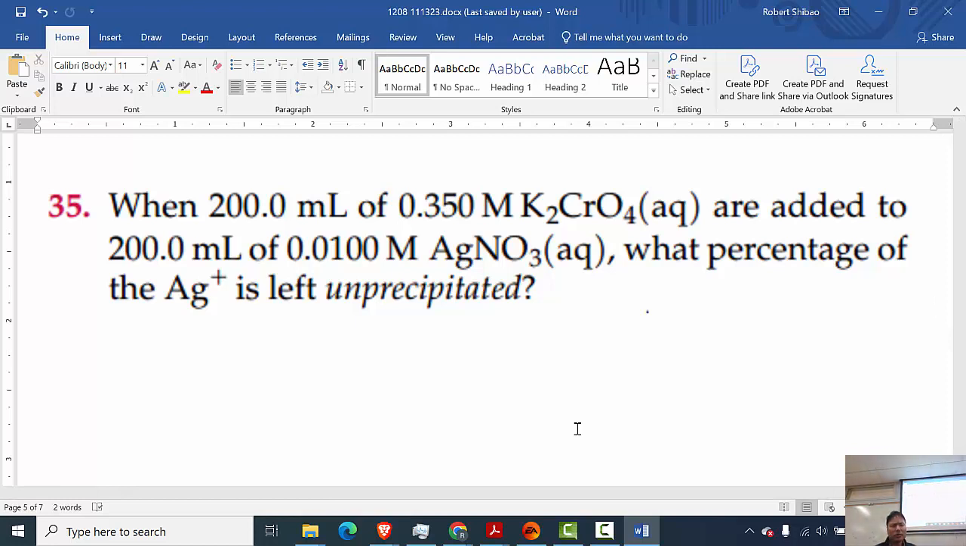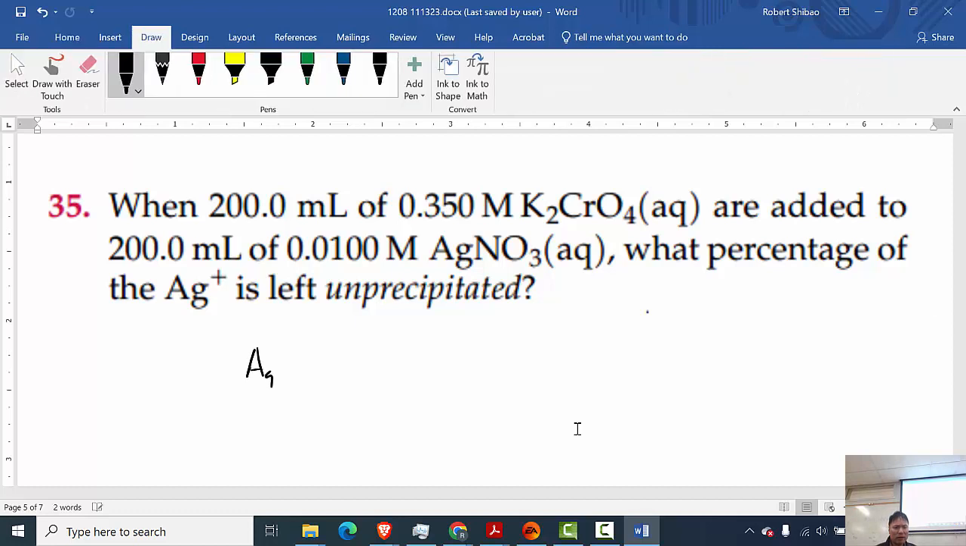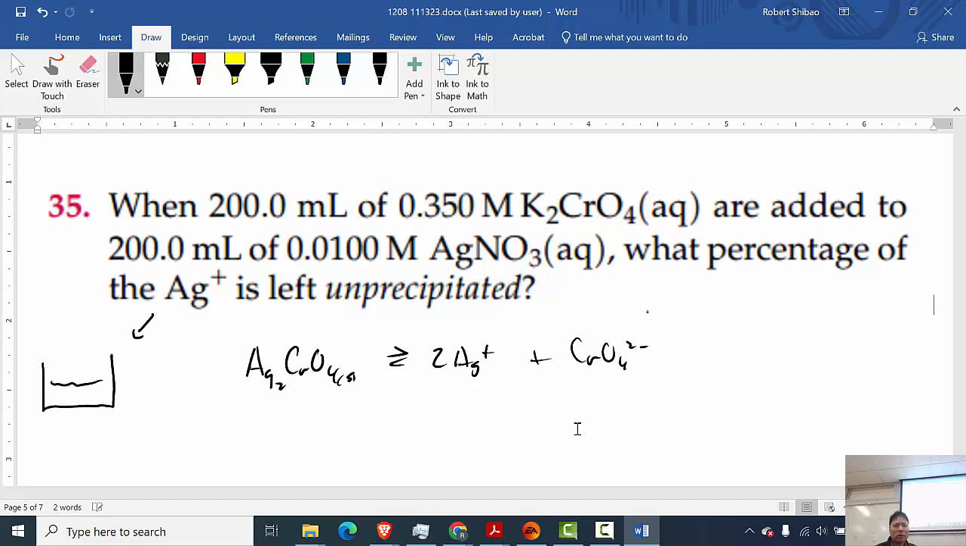And so here they're talking about precipitation, so I guess we can assume that it's going to precipitate. That is, QSP is greater than KSP. So I'm not going to bother doing the calculation. So the first step is the solution dilution. And so we're going to end up with a total of 400 milliliters.